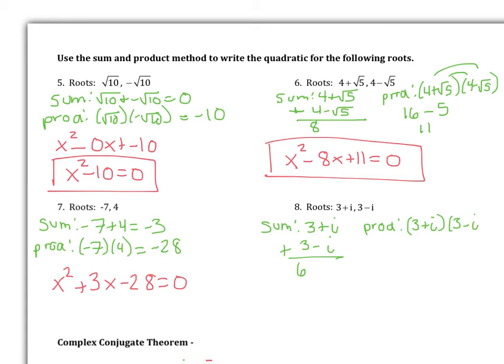3 plus i times 3 minus i is 9. Plus 3i minus 3i goes away. Minus i squared. i squared is still negative 1, just like it was in the last chapter. So we're looking at 10 for their product. So our final answer here is x squared minus 6x plus 10 equals 0.